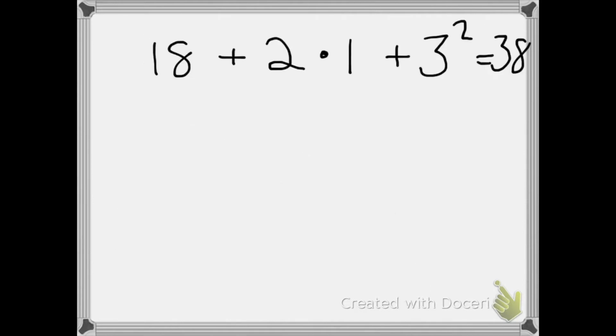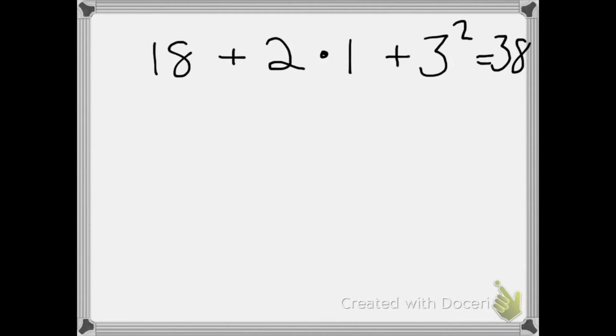For this particular problem, what they're asking us to do is to insert grouping symbols to make our solution true, which means that we have to get a 38. With this, you can always do some trial and error. Put your grouping symbols in. It looks like we're only going to use one set of grouping symbols, though.